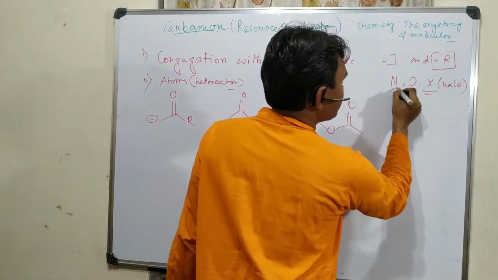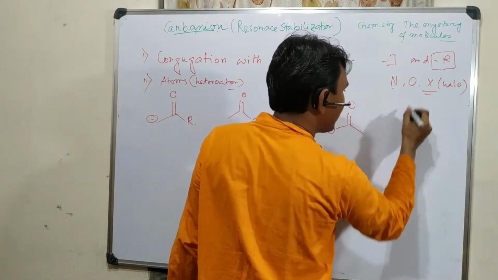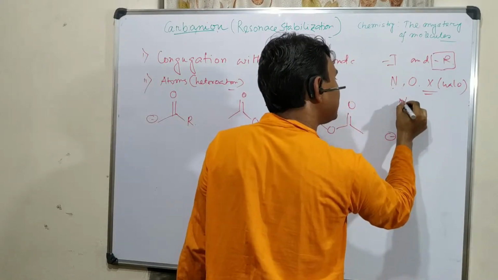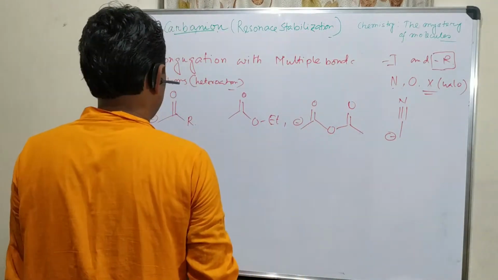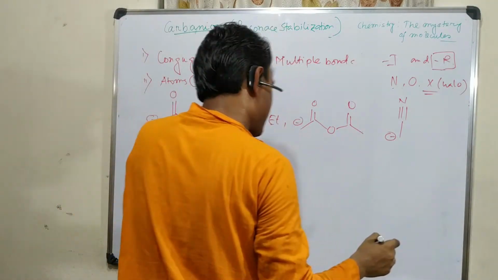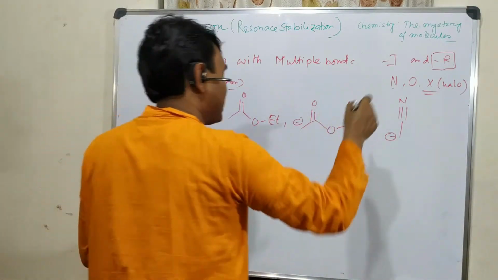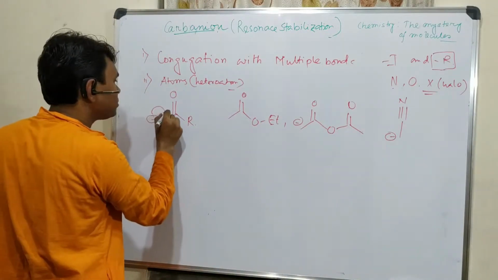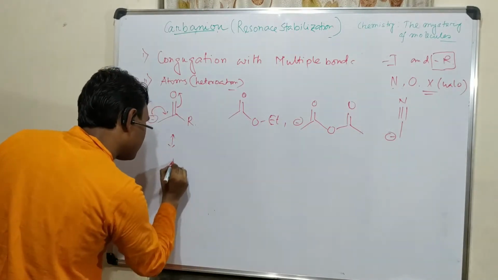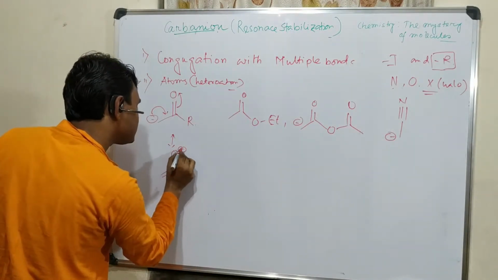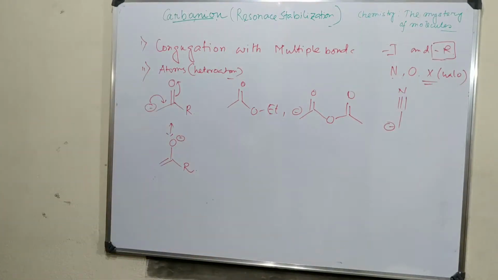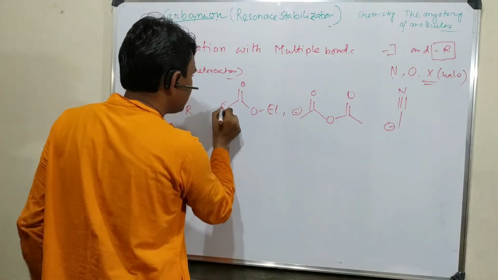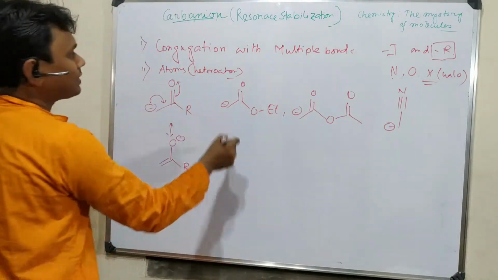Or if this is nitrogen, with the negative charge here, that is a nitrile. In the case of halogen it's a little special, I'll explain later. So this is how it stabilizes. This donates and the density goes up, giving C=O and O minus. In this way, due to resonance, the charge delocalizes. Similarly, the carbonyl stabilizes.